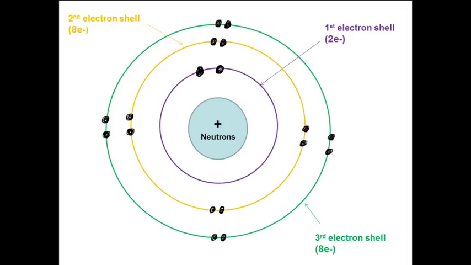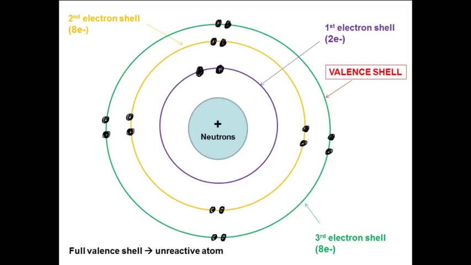Okay? So electron shells sometimes are full and sometimes are not full. They always get filled from the inside out. The outermost shell is called the valence shell, and this is when it is full. When the outermost shell is full, then you have an unreactive atom. Most things are not unreactive, only the noble gases are unreactive. Most things don't have full valence shells.